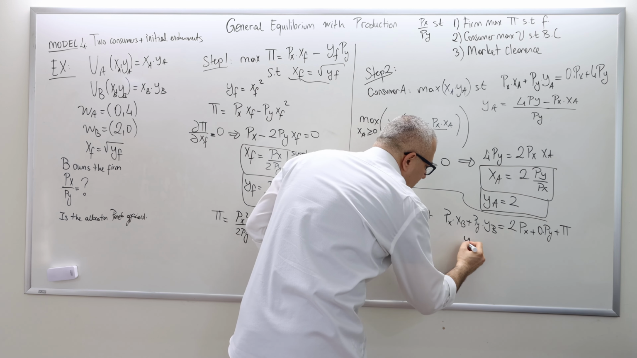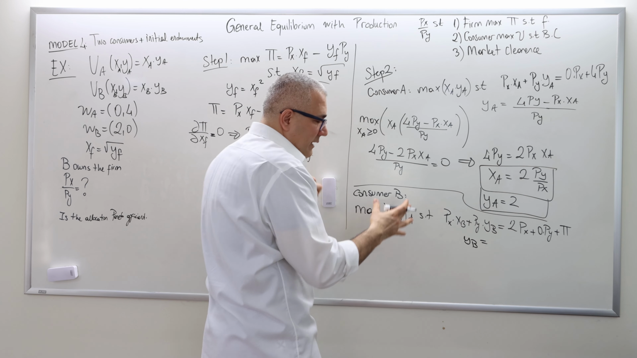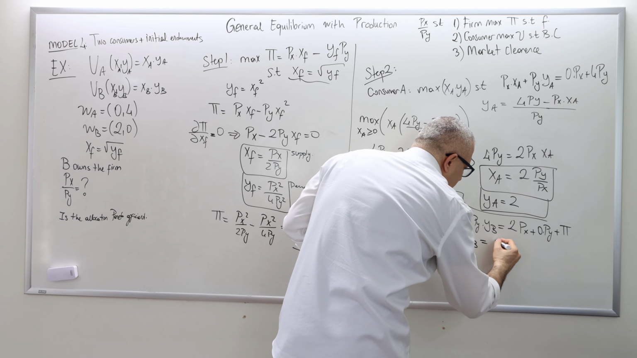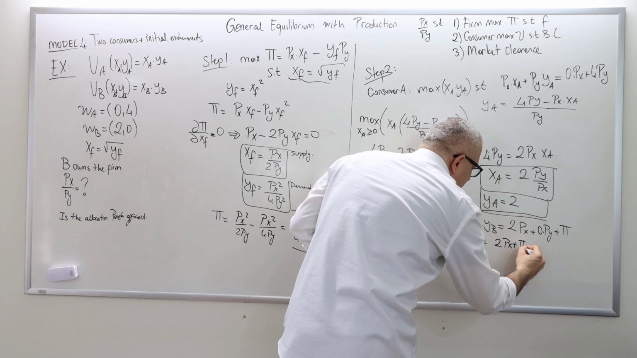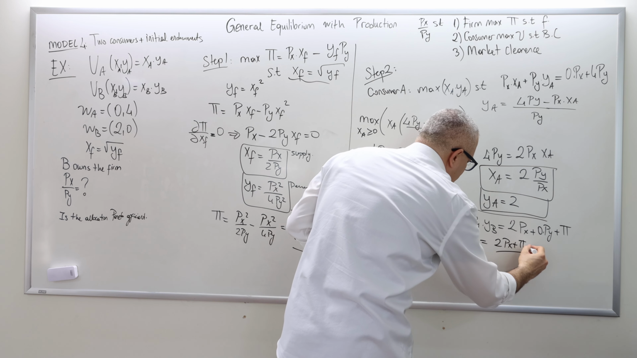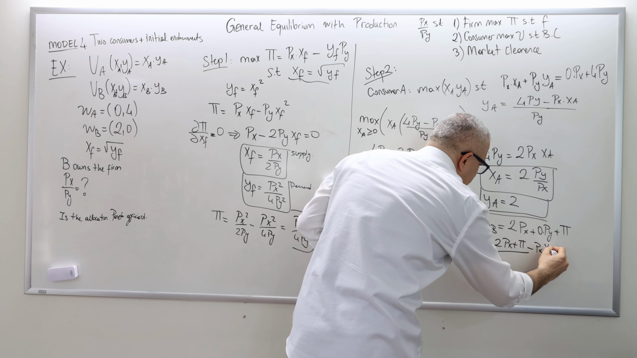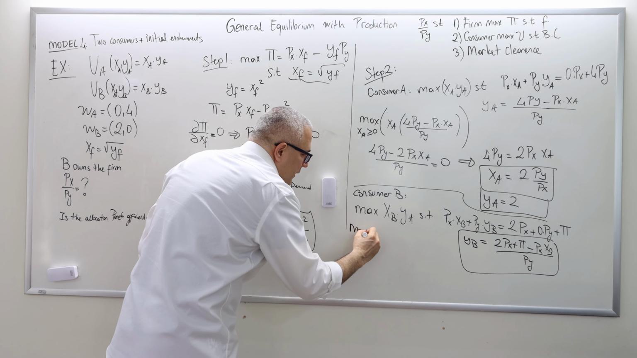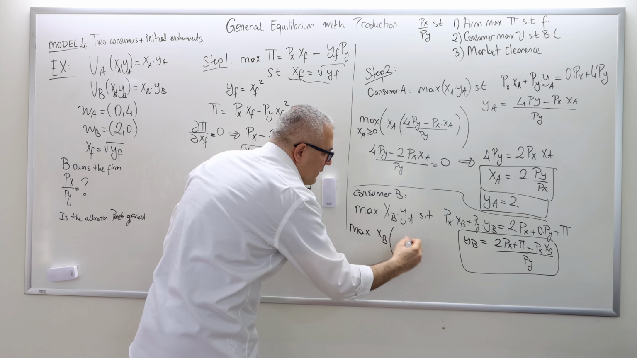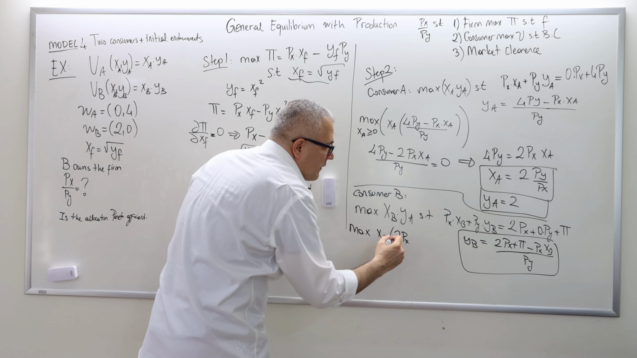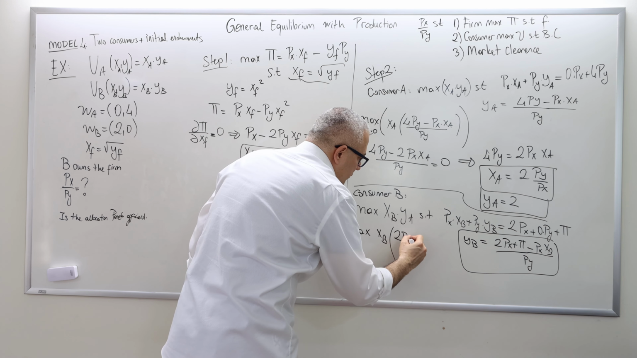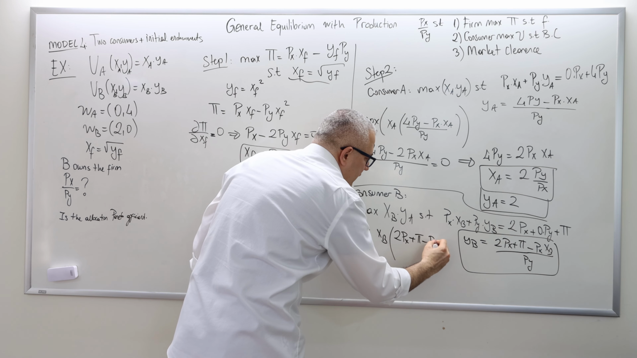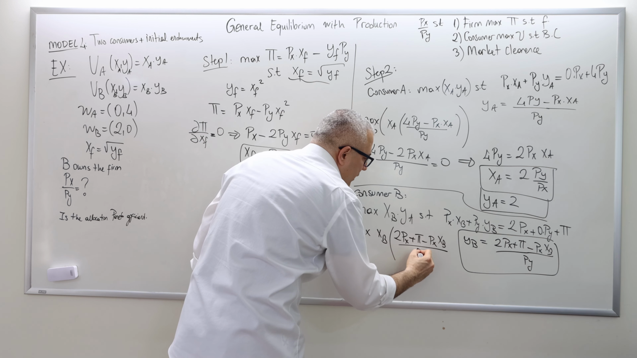So once again, write YB, leave YB alone, so it's going to be (2PX plus pi minus PX XB) divided by PY. So this is what YB would be. So if you plug that in, the max is going to be XB times (2PX plus pi minus PX XB) divided by PY.